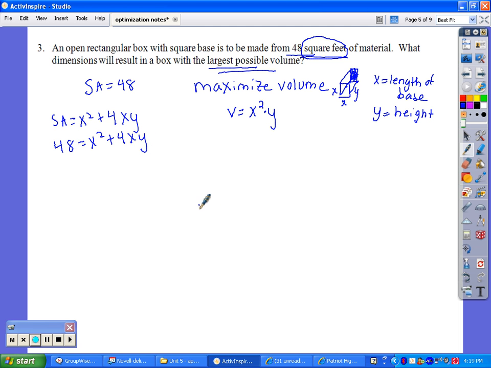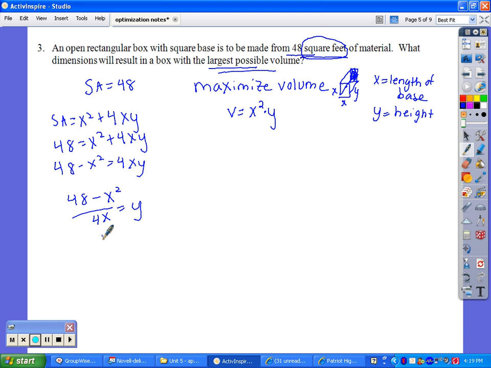Okay, so for this problem, we need to again get volume in terms of one variable in order to find the critical points. So we need to solve for one of the variables. The easiest one is y since there's only one. So I'm going to subtract x squared, and then I'm going to divide everything by 4x. Generally for these problems, I simplify as much as possible because then I don't have to use my product and quotient rule. If you prefer to use the product or quotient rule, that's fine.